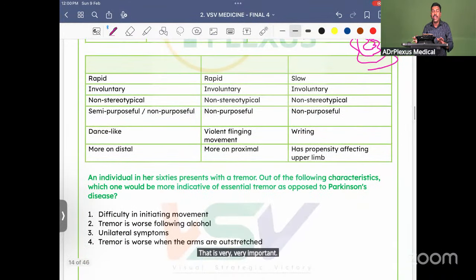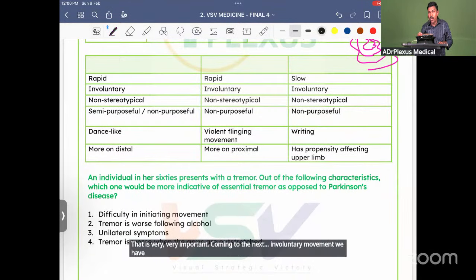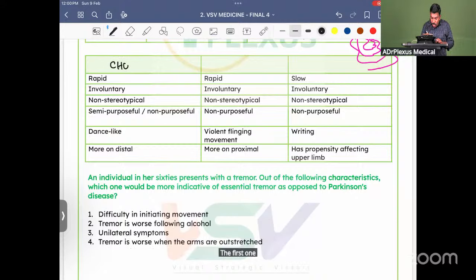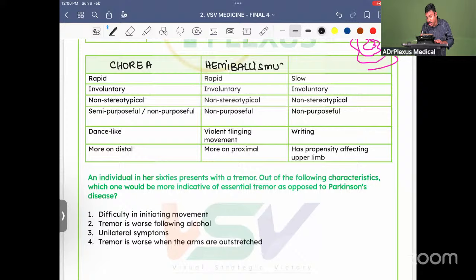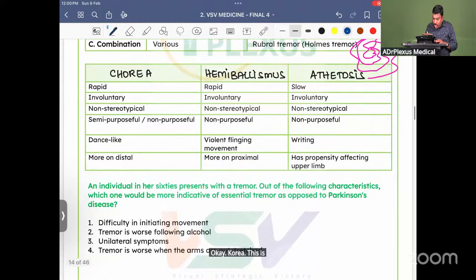Coming to the next involuntary movement, we have three important involuntary movements. The first one is chorea. The second one is hemibalismus. The third one is athetosis. Chorea. This is a repeatedly asked question. The lesion is in the caudate nucleus.